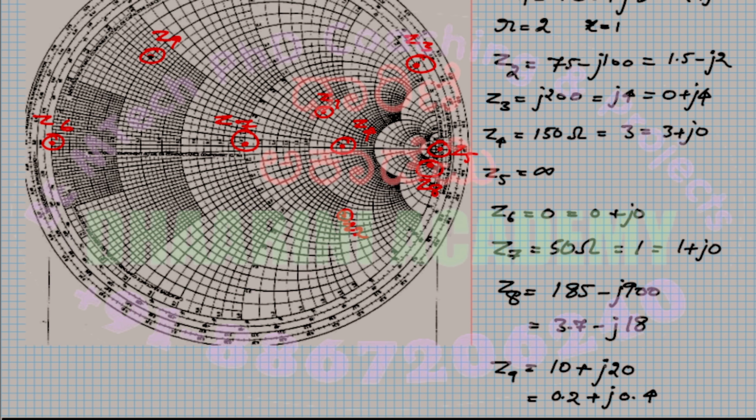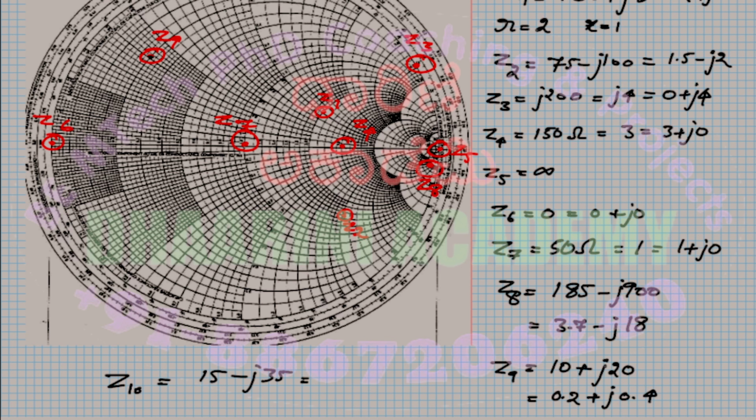Okay, let's try to find out one more. Z10 is equal to 15 minus J35. Okay, convert this into the normalized format first. 0.3, yes. 0.3 minus J0.7.